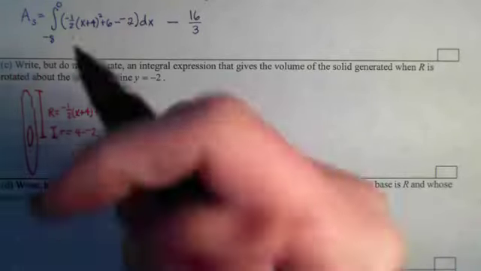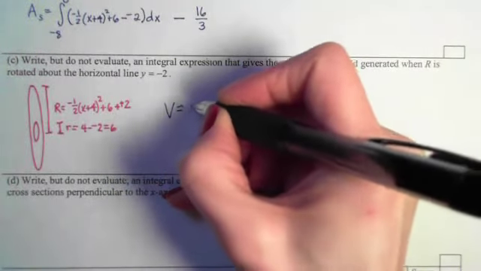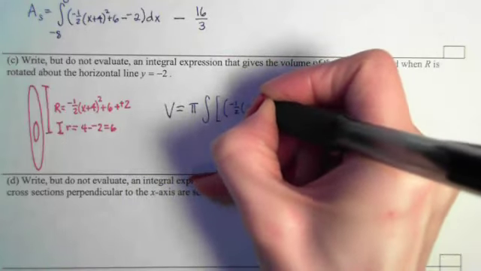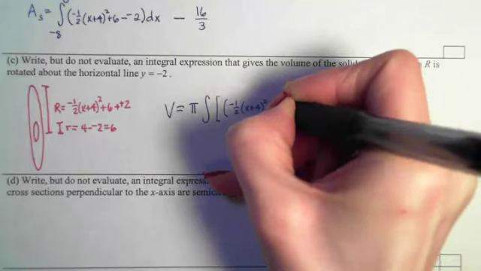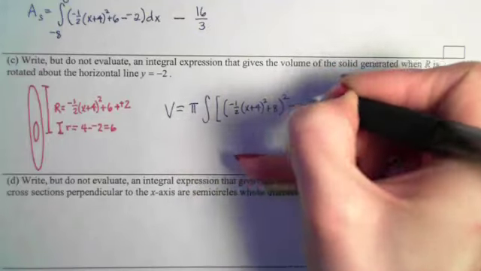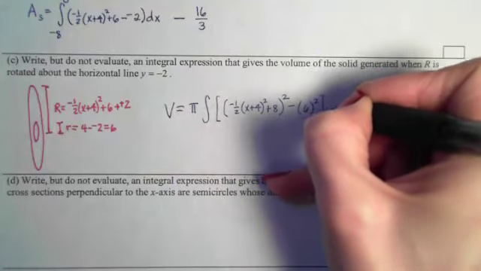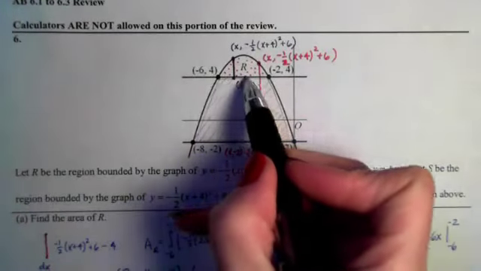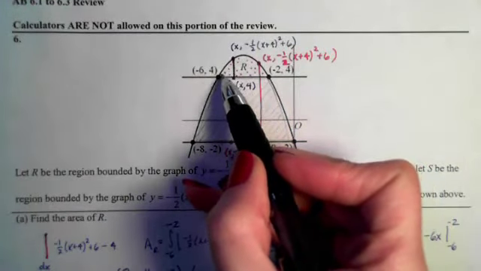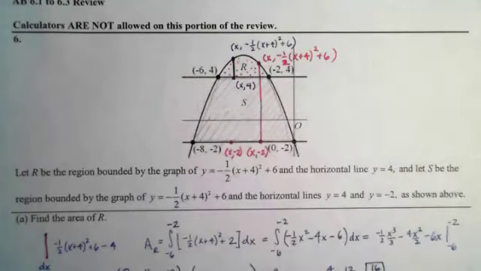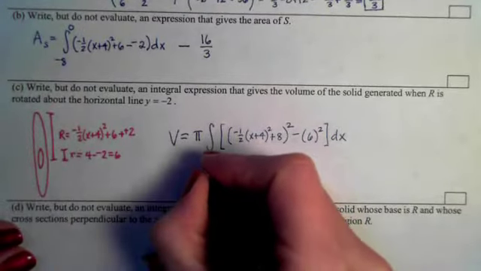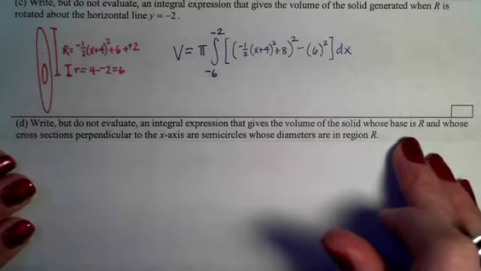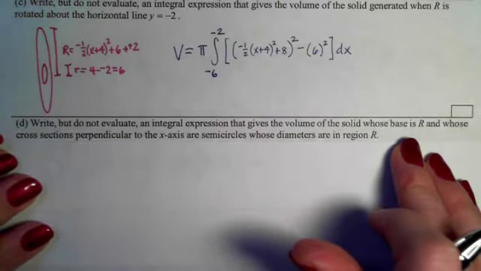So the setup for our integral, that volume, will be a pi times that big radius squared minus the little radius squared times dx, and we've got to think about the limits. The region that's being rotated is this region R, so the furthest left we can pull that strip is -4, the furthest right it can go is -2. So my limits are -6 to -2.